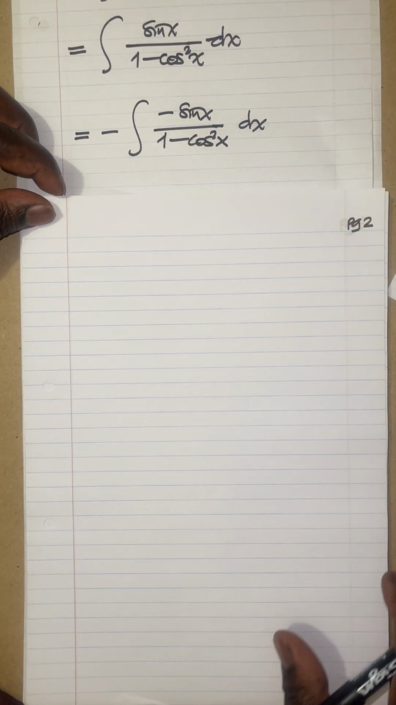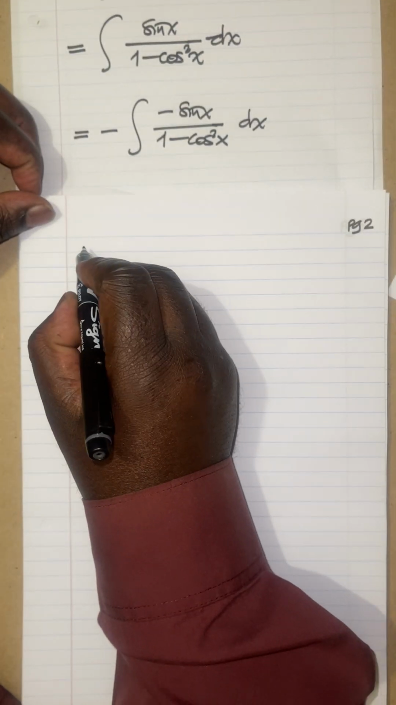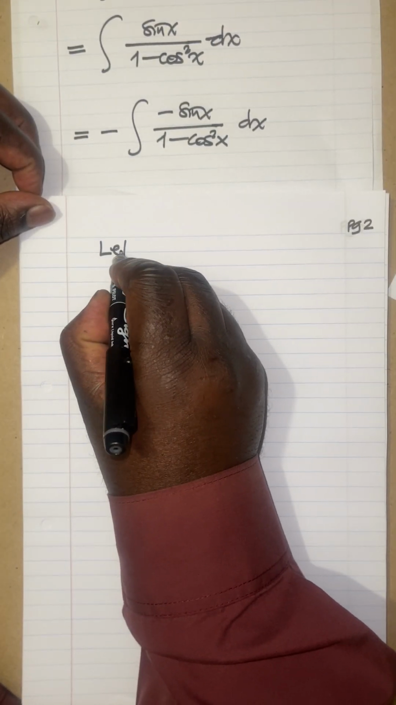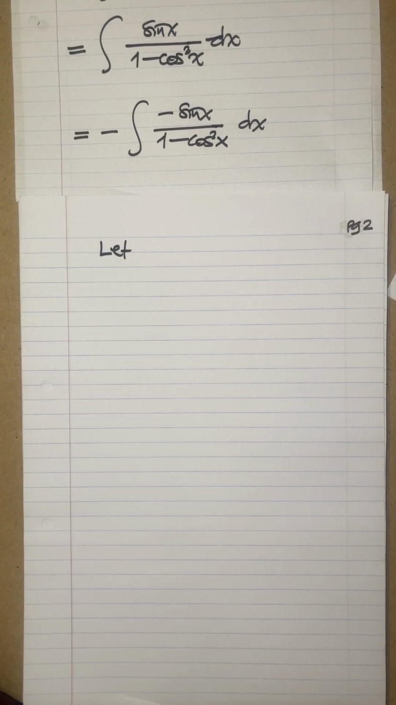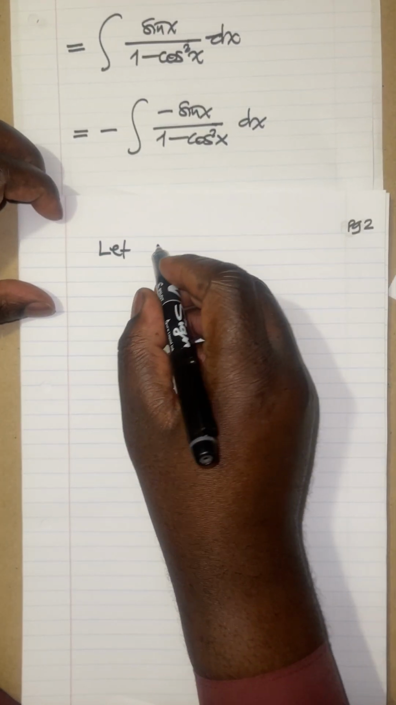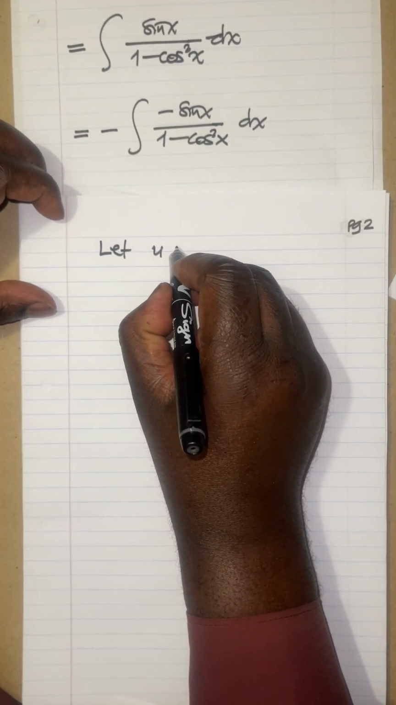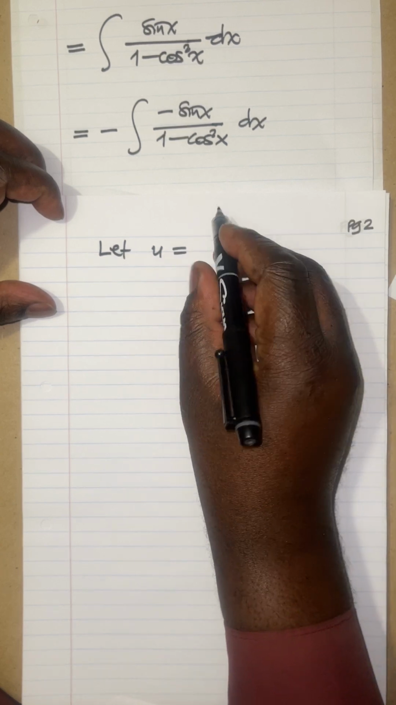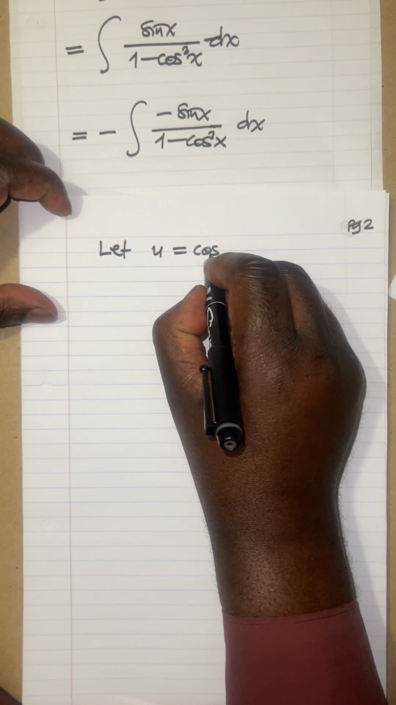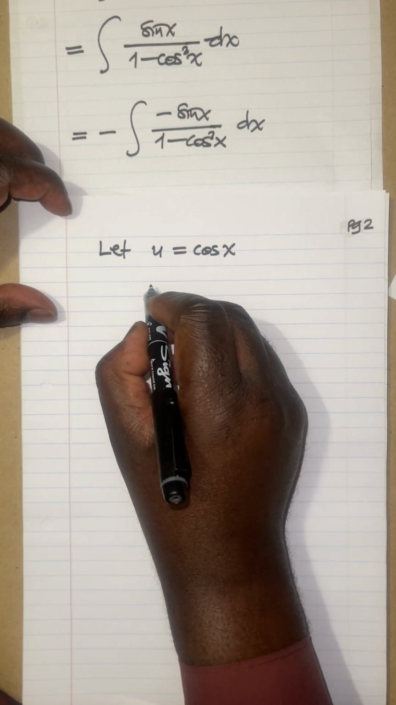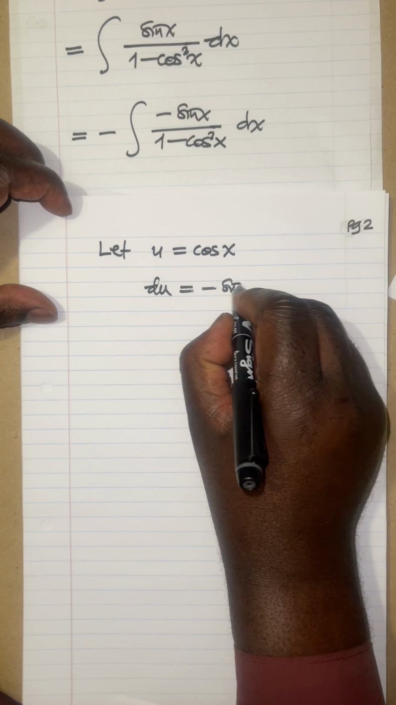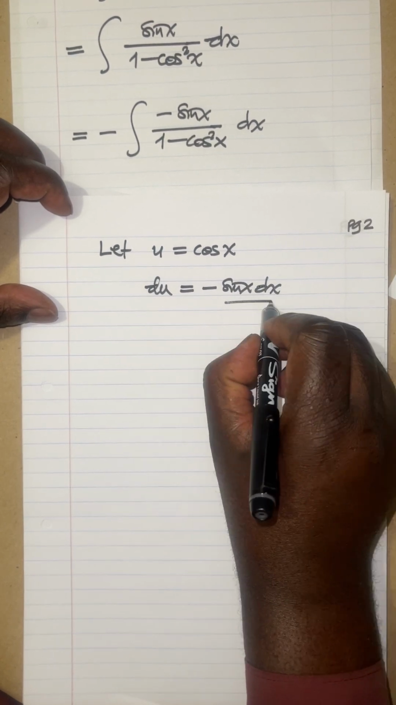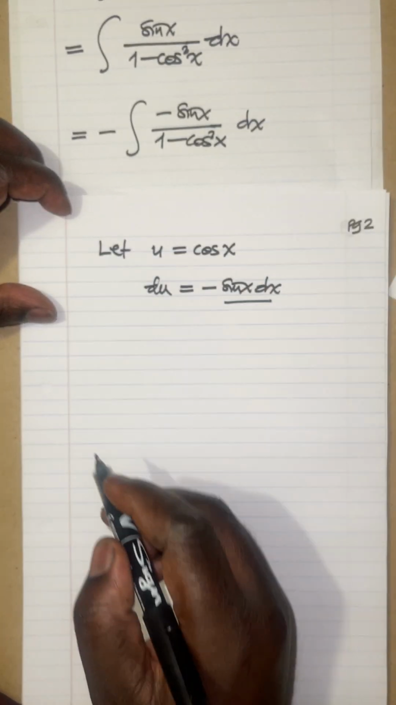Right, so now at this stage, let's use another letter. I can use u, but if I want I can use another letter, but let me use u because u is very famous. Let u be equal to cos of x, and therefore if I differentiate both sides, du will be equal to minus sine x dx. Now watch, this is what I have, minus sine x dx in the numerator there.